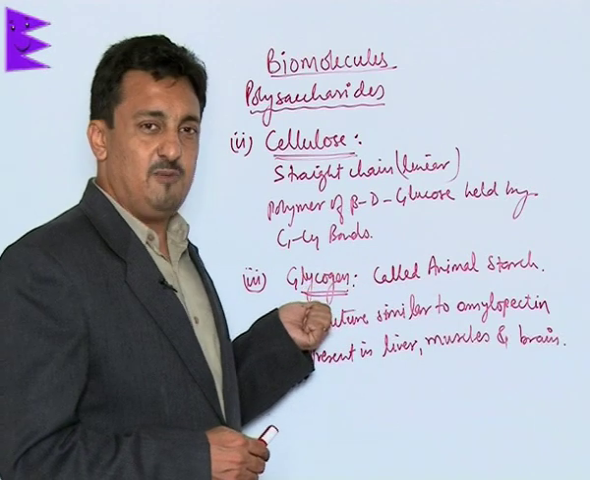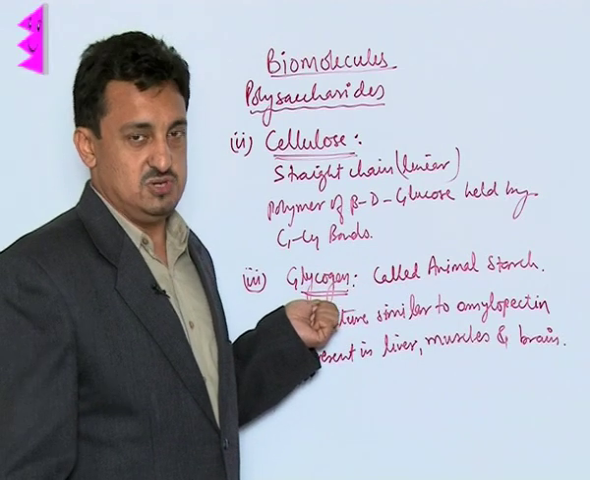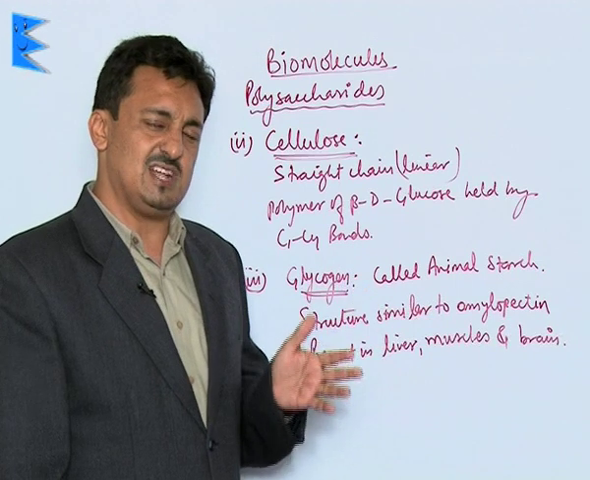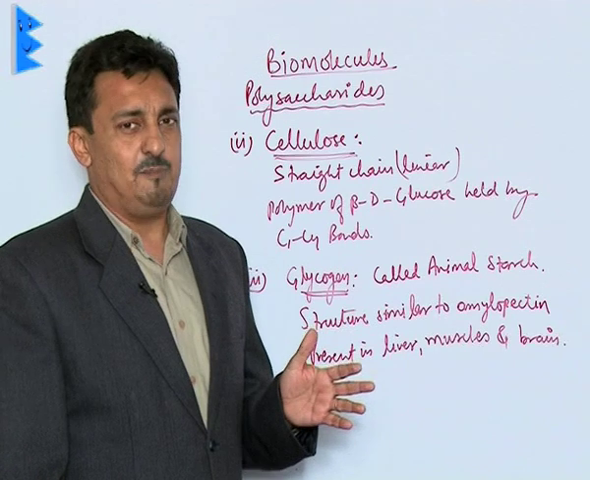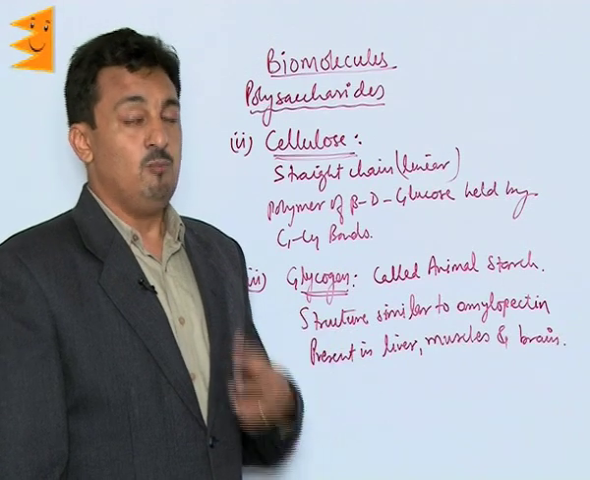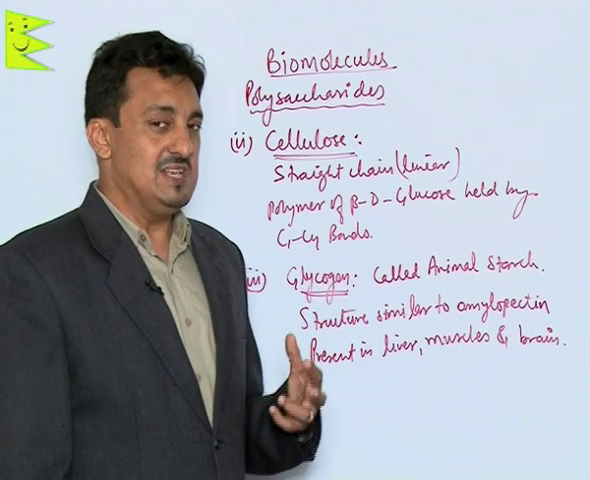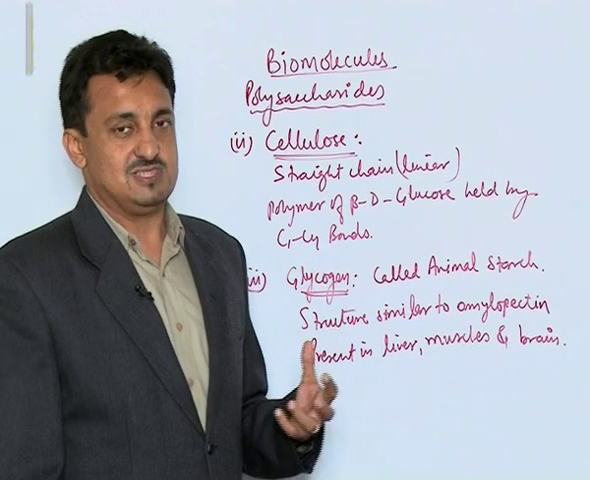The third type of polysaccharide we have is glycogen. Glycogen is also called animal starch because its structure is very similar to amylopectin. In fact, it is more branched than amylopectin, but chemically it is very similar to amylopectin. That is why we call it animal starch.